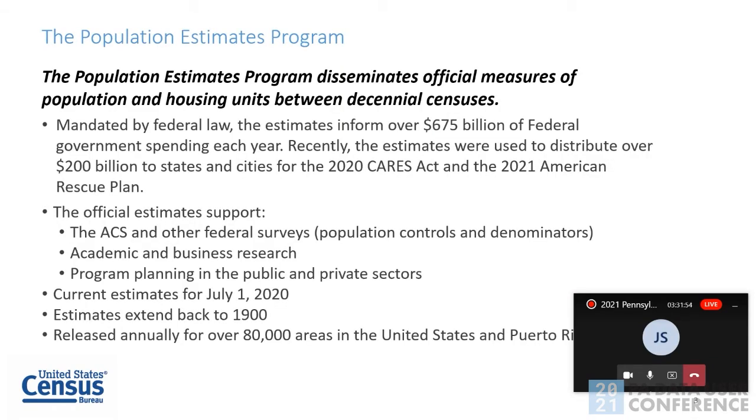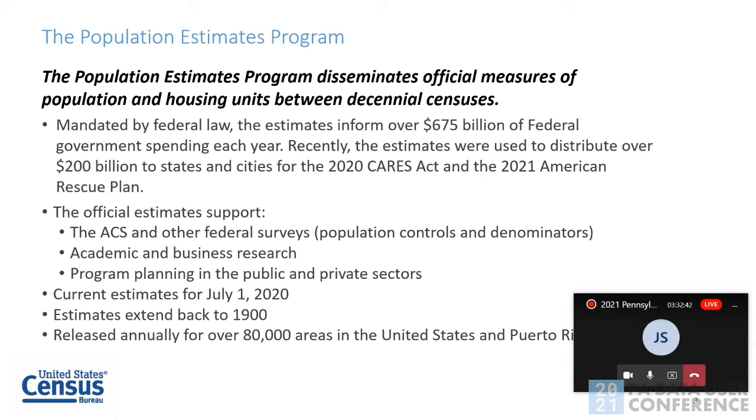Some of the basics of our population estimates program: we disseminate the official measures of population and housing units between the censuses. We do it because we're mandated by Title 13 of federal law. Our estimates inform over $675 billion worth of federal government spending each year. Recently, our estimates came into, we hope, good use. They were delivered to the Department of Treasury and used to distribute over $200 billion to states and cities for the 2020 CARES Act and the 2021 American Rescue Plan.